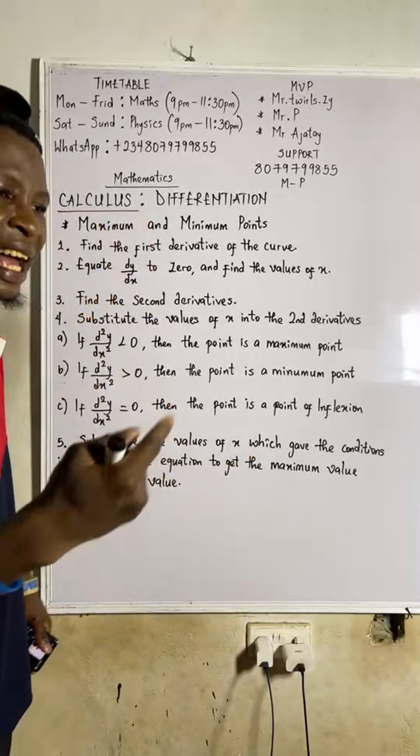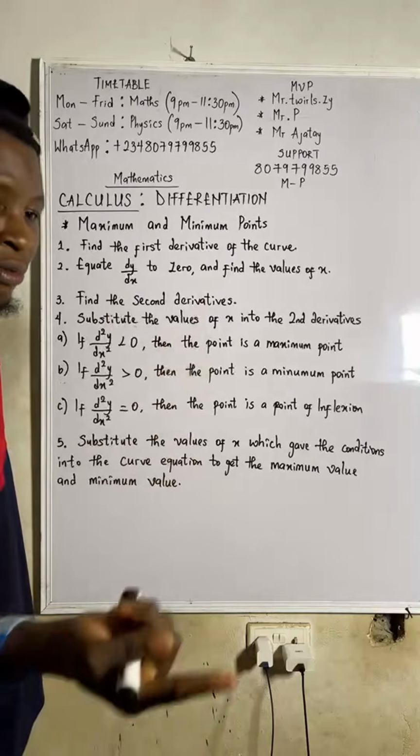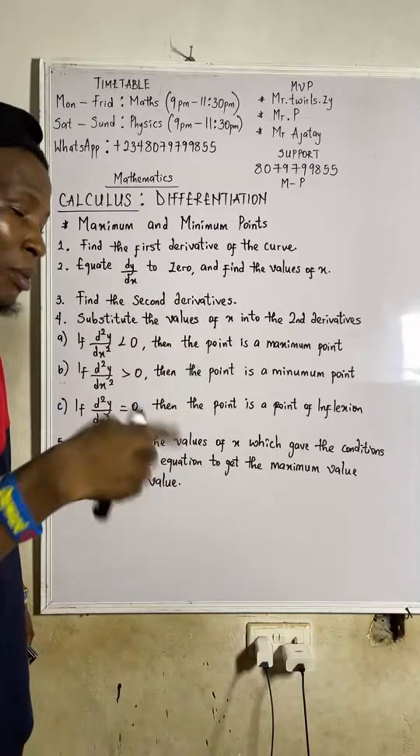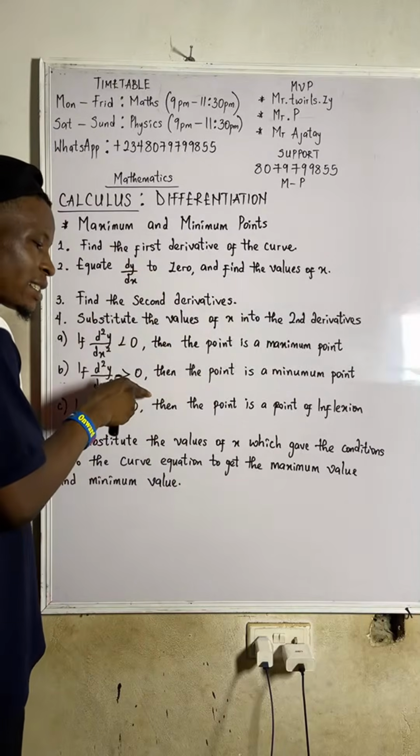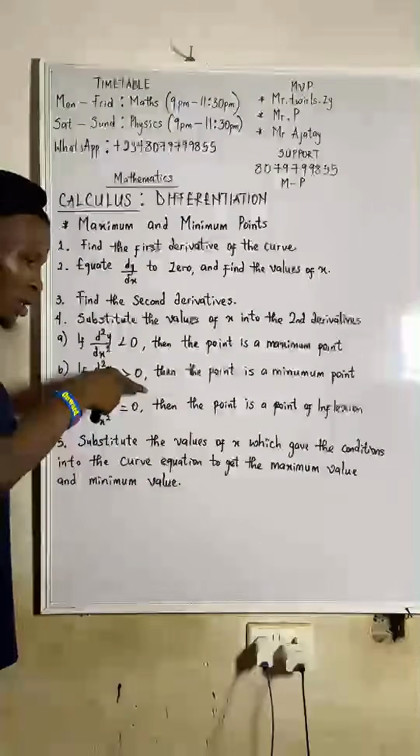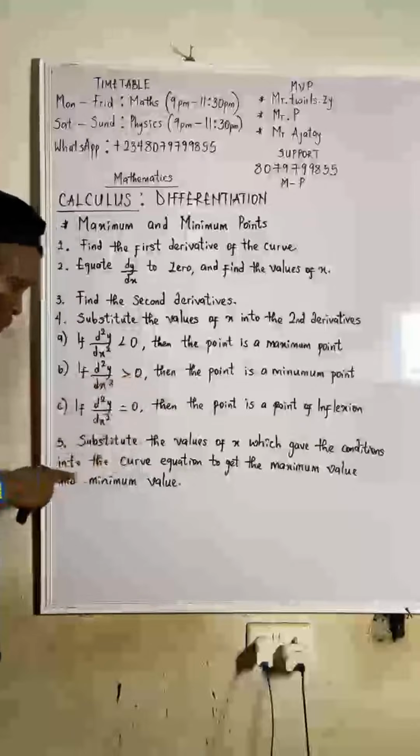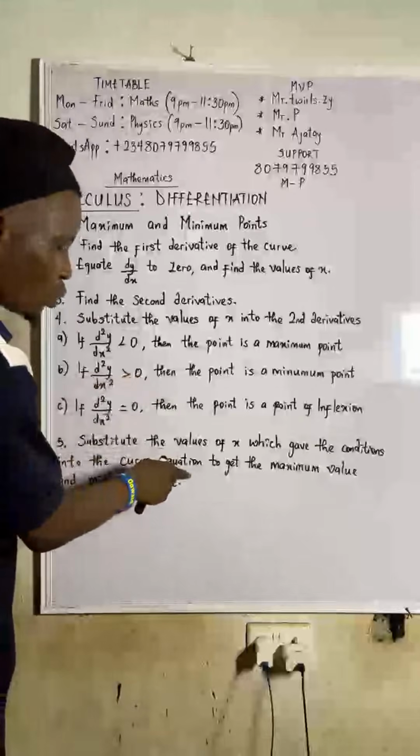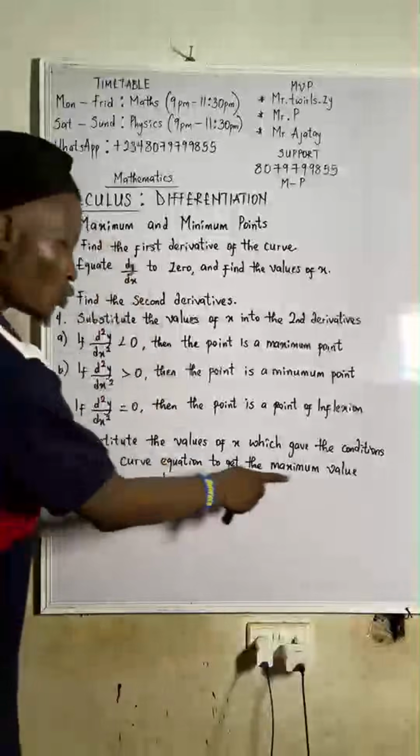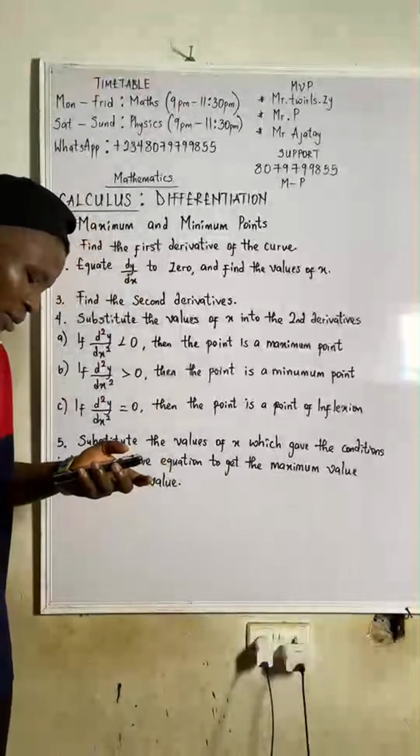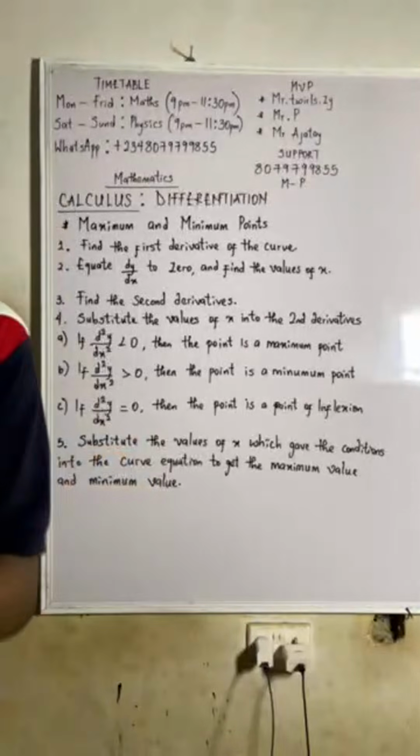Now let's say they ask you for the maximum value and minimum value. How do you get the maximum and minimum value? You substitute the value of that x which gave this condition into the curve equation, inside the main question, to get the maximum value and the minimum value. So that is just that.